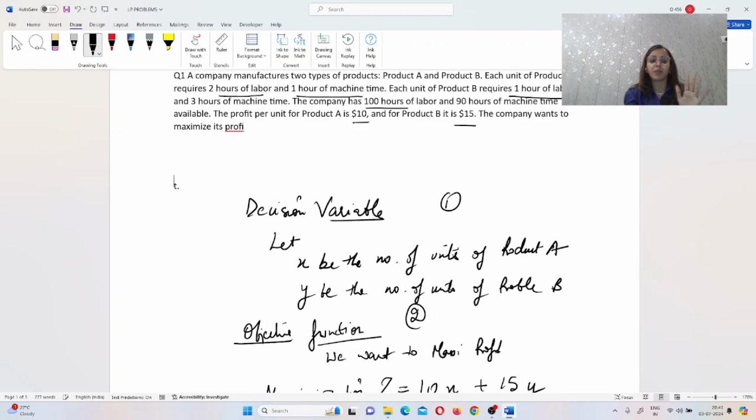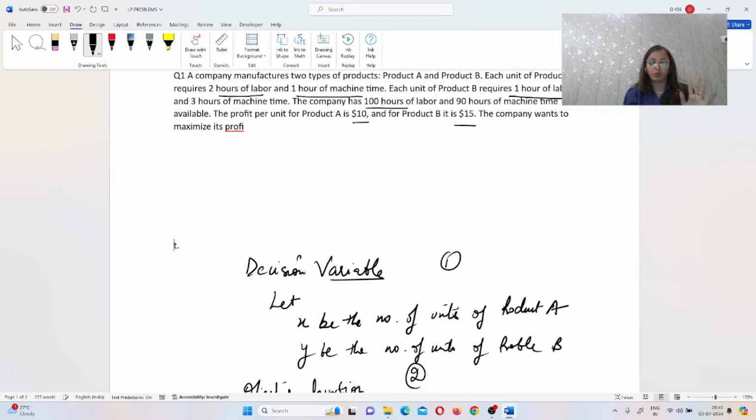Product A and B: two companies making two products. So you can do it this way also: A and B, and one is using labor, right? And they are also using the machine. So you can write it over here in this form also. Product A requires how much labor? We require 2 hours of labor and 1 hour of machine. Product B requires 1 hour of labor and 3 hours of machine.